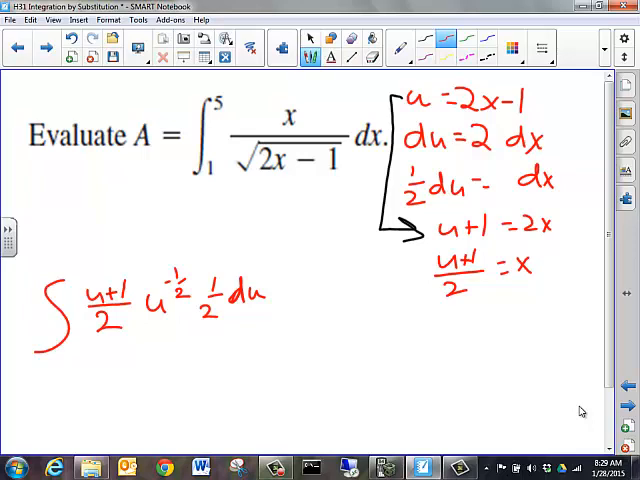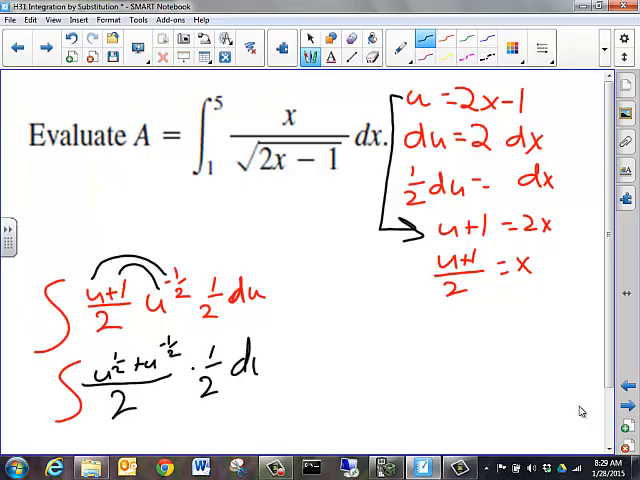Well, Daniel, you led us down this road, where do we go from here? Very good. We can distribute the u to the 1/2 to the u plus 1, and we can get u to the positive 1/2 plus u to the negative 1/2, still over 2, times 1/2 du.